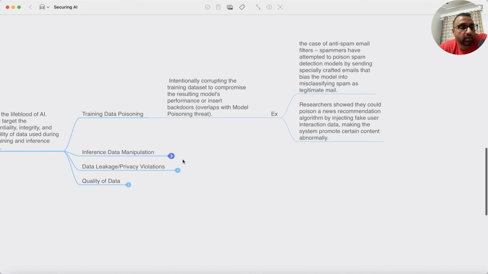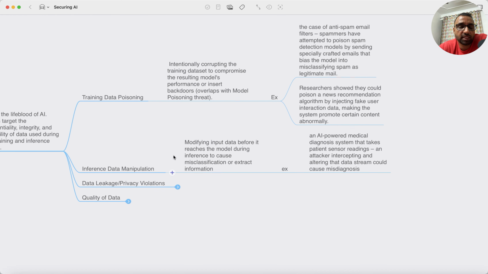The second threat related to data is all about inference data manipulation, which is modifying input data before it reaches the model during inference to cause misclassification or extract information. Now, consider a scenario where an AI-powered medical diagnosis system takes patient sensor readings, and in this scenario, an attacker can intercept and alter the data stream, which could misdiagnose the patient.